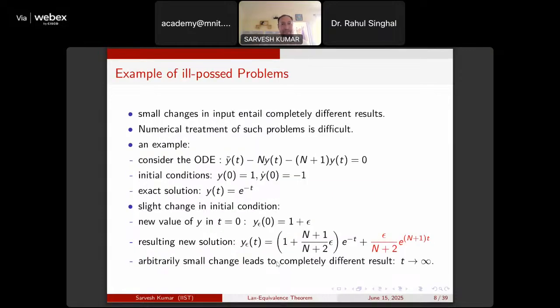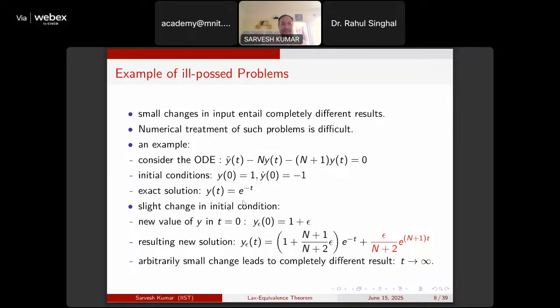So if the problem is well posed, we can tackle it, but there are many problems which are not well posed. They are ill posed problems, and engineers come across many ill posed problems. For example, if I have a simple second order linear differential equation with these two initial conditions, y(0) equal to 1, y'(0) equal to -1, the exact solution is straightforward, e to the power minus t.